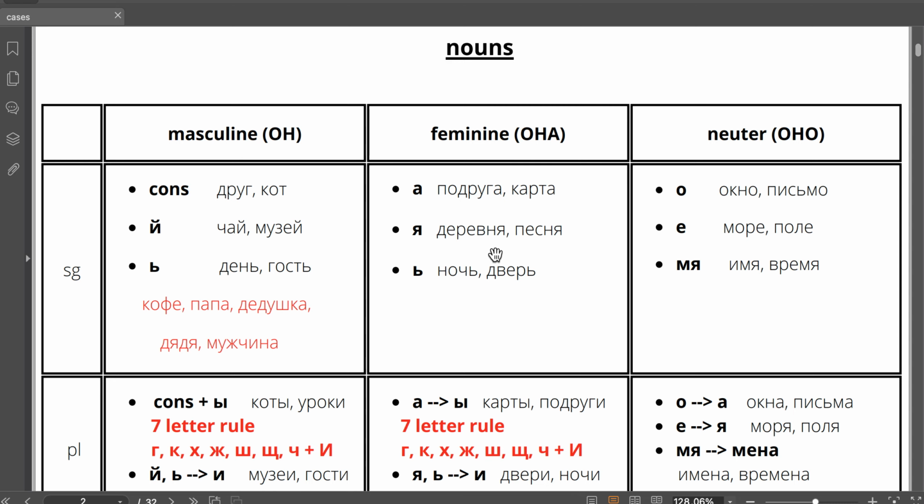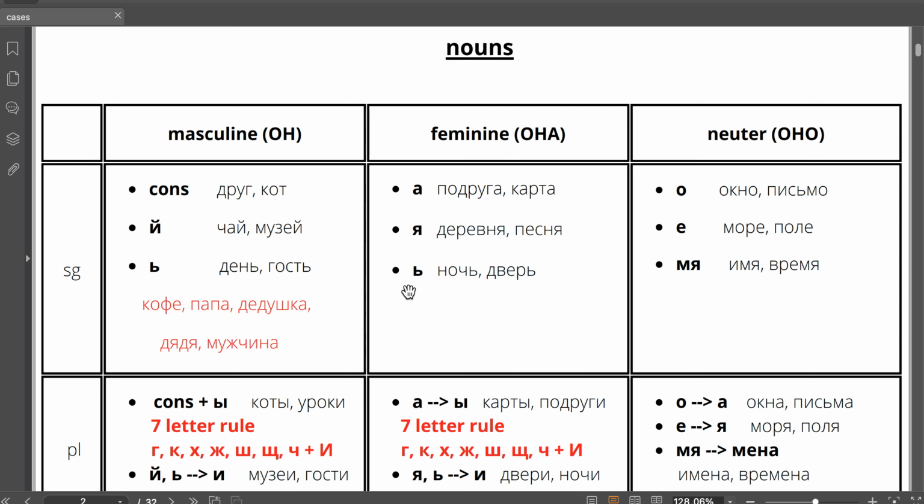Я ending, деревня, песня. Деревня, песня. Village, song. They're both feminine. And now let's go back to soft sign because we have soft sign here masculine and soft sign here feminine. So unfortunately, words with soft sign ending, we need to learn individually and memorize the gender. There is no rule. Of course, you can find some patterns maybe, but I think it's just easier to find some word, or when you read something, you see soft sign ending and you immediately memorize the gender.